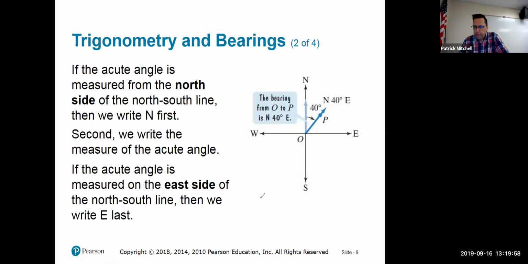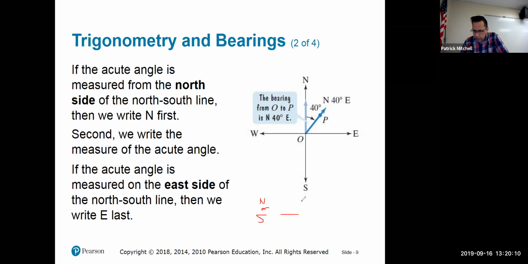Again, the general form of a bearing is you start by saying either north or south. Then you put an acute angle, so this has to be something between 0 and 90 degrees. And then you end by saying either east or west. All right, let's look at the next one.